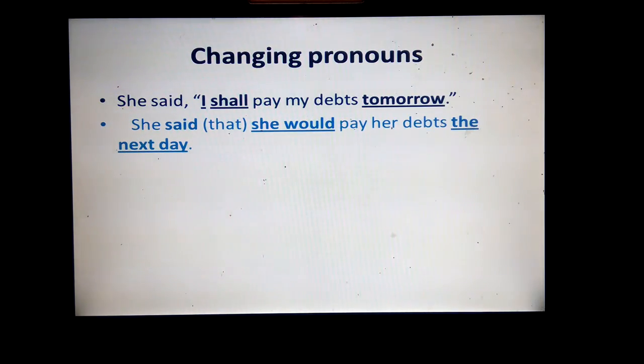Then you have to change pronouns. She said, I shall pay my debts tomorrow. She said that, we join with that, نستخدم that للربط. Then we change I to she, and change shall into would, pay, and my to her, and tomorrow, the next day. So I changed pronouns I into she and my into her.